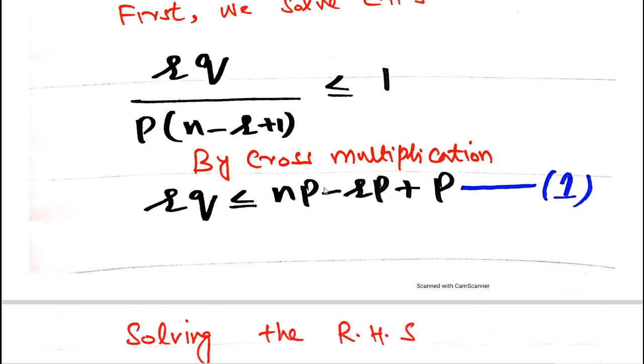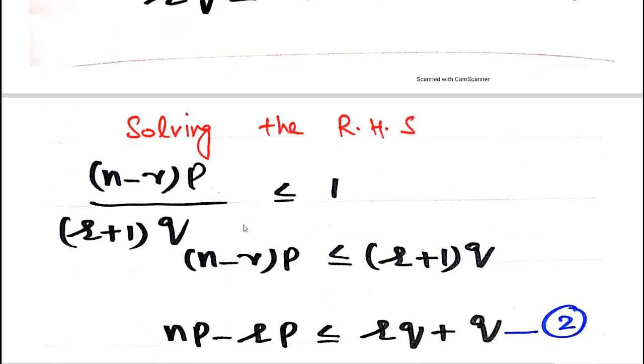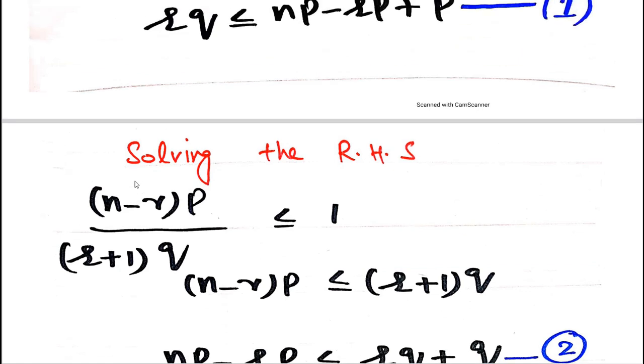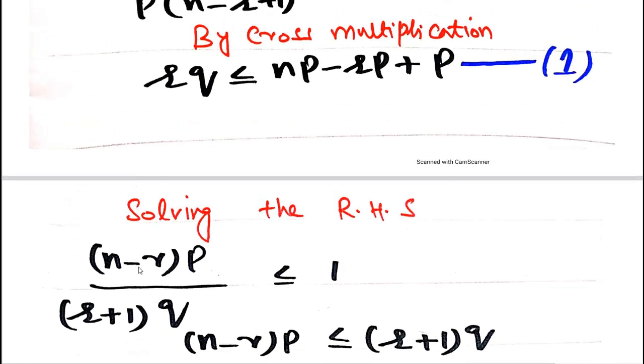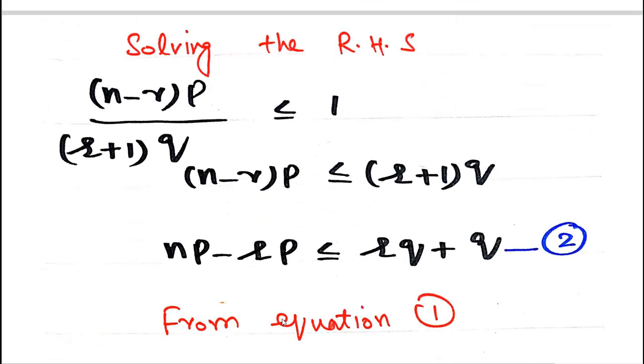Rq less than or equal to p into (n minus r plus 1), that is np minus rp plus p. This is equation 1. So now solving the right hand side. (N minus r) p over (r plus 1) q less than or equal to 1. (N minus r) p less than or equal to (r plus 1) q, that is rq plus q. So np minus rp less than or equal to rq plus q. This is equation 2.